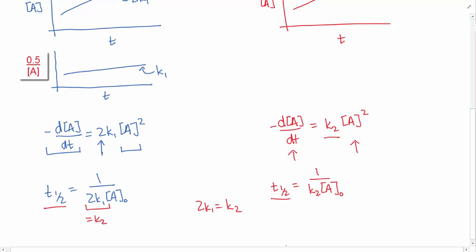You just need to be clear about which convention you're choosing by showing what you're defining as your rate and your rate constant. And then once you choose a convention, just make sure you stay consistent with it throughout the problem.